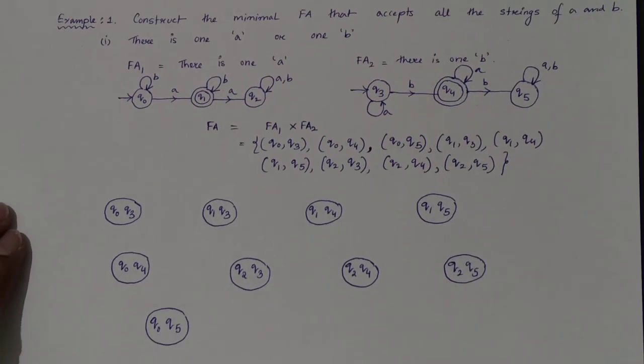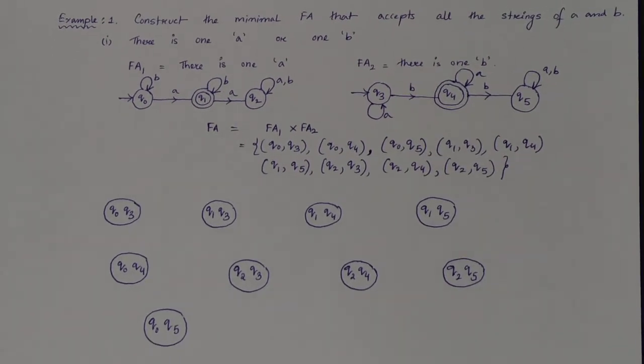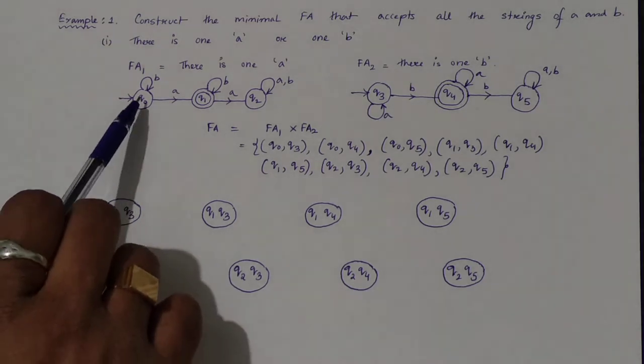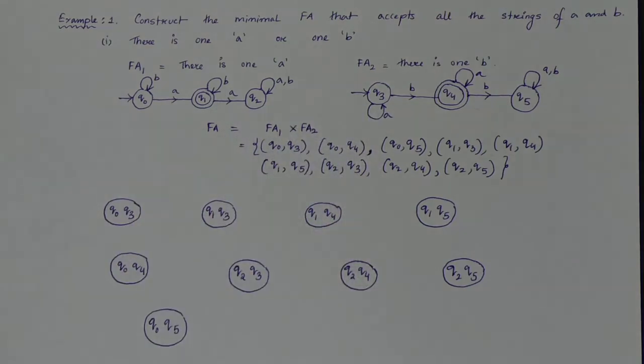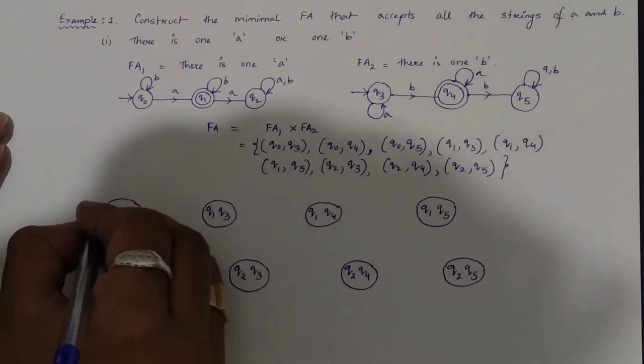Now if you look at these states, first we have to find out the initial state. The initial state for the first one is Q0 and for the second one is Q3. So Q0, Q3 will become the initial state. Which one is Q0, Q3? Q0, Q3. So I will make this the initial state.